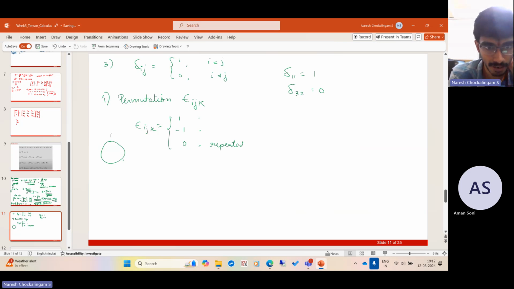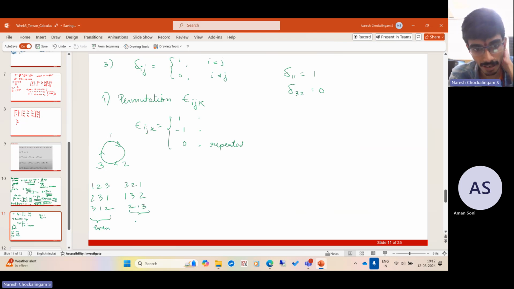You can have either 1, 2, 3, 2, 3, 1, or 3, 1, 2, which are called even permutations. These are obtained by not reversing the order of traverse. And you can also have a reverse of this: 3, 2, 1, 1, 3, 2, and 2, 1, 3. So these are even permutations and these are odd permutations.